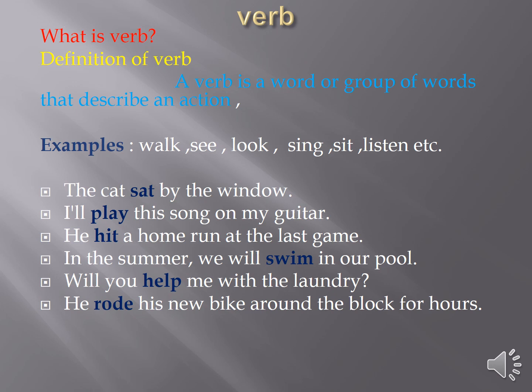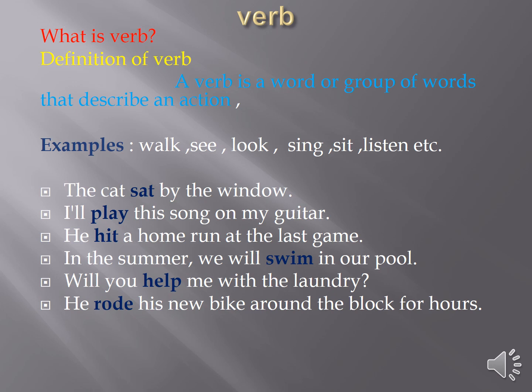So here a few sentences are used, children. The first one is: the cat sat by the window. The cat is there. What is the cat doing? The cat is sitting next to the window, or by the window. The action is sitting. What is the action showing? The action showing is sitting. So "sat," the word which came here, that is a verb.